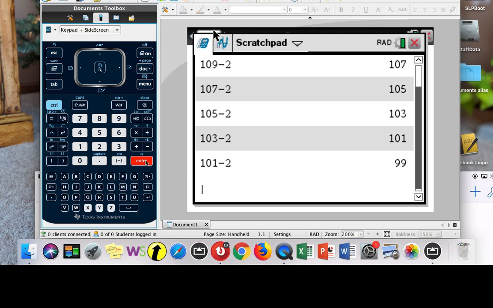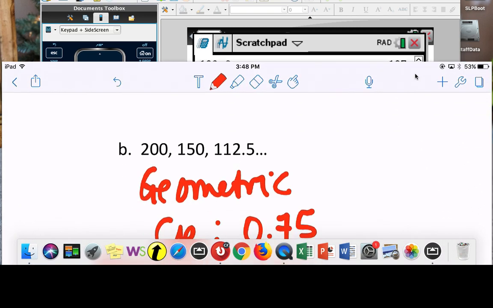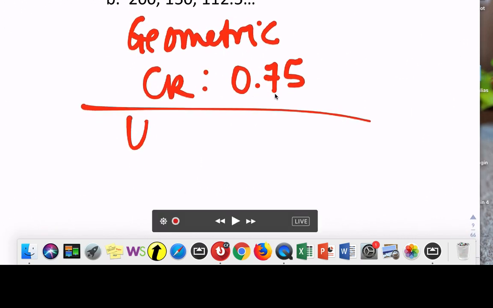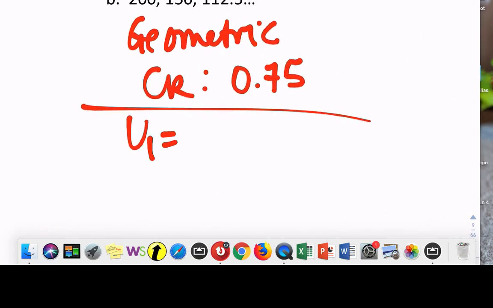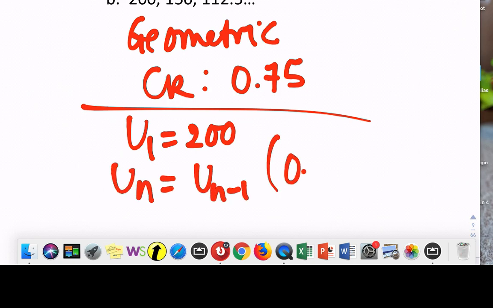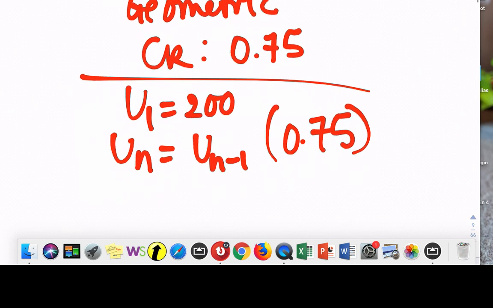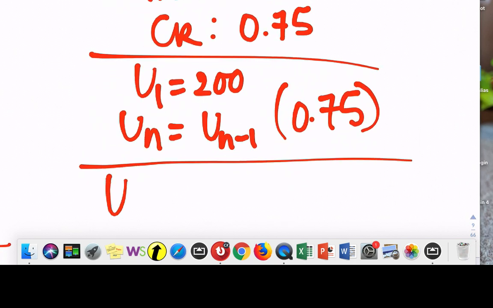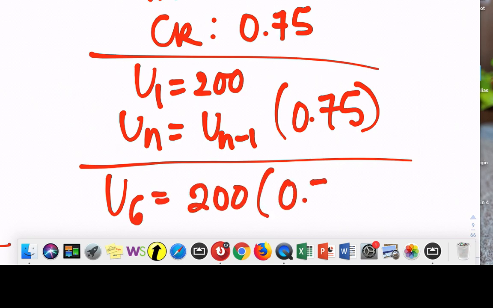So this one right here is not arithmetic. This is geometric. The common ratio, we're multiplying by 0.75. Again, to get that, take any number, divide by the one before it, and you should get the same thing every time. All right, the recursion right here. Okay, so it's geometric. The common ratio is 0.75. The first term is 200. To find any term, you take the term before it and multiply by 0.75.